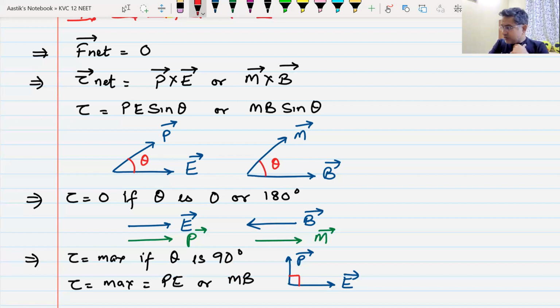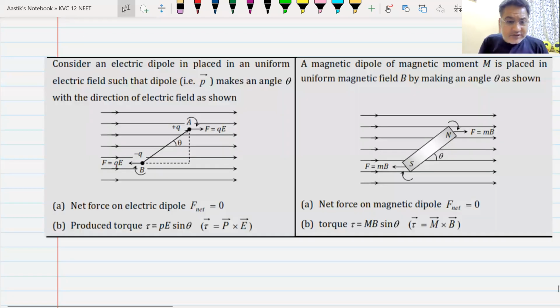Okay. Now, the same thing I am going to show you with a diagram. You can draw both of them together in one frame. It will help you in understanding why the force is 0 and why the torque is not 0. So this is the diagram. On the left hand side, you can see the electric dipole placed in an electric field. On the right hand side, you can see a magnetic dipole placed in the magnetic field.